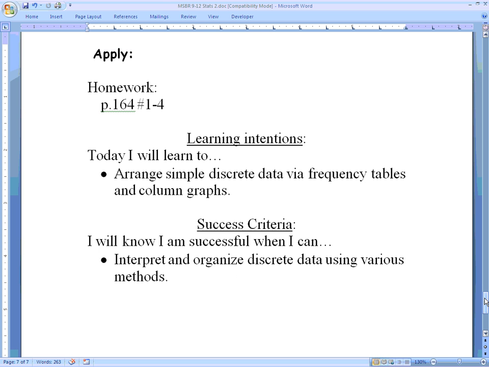For homework, we're going to look at page 164, numbers 1 through 4, and they will focus on these vocabulary terms that we just put up, as well as frequency tables and column graphs.